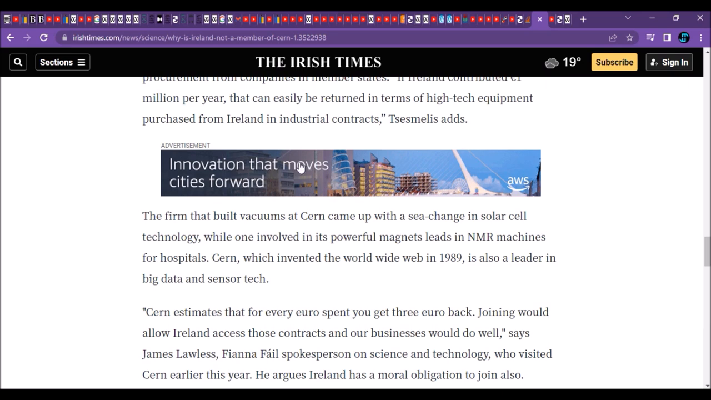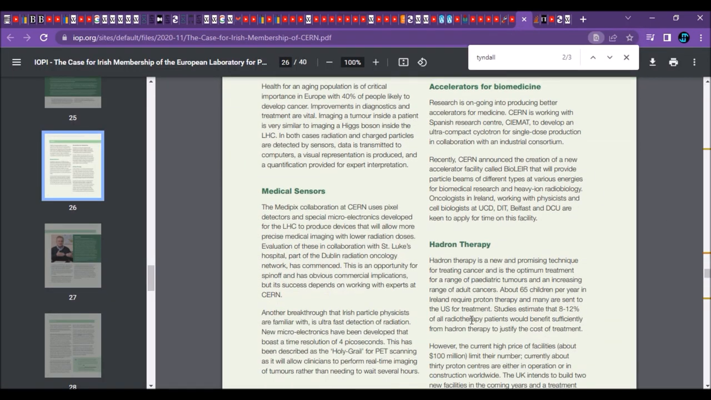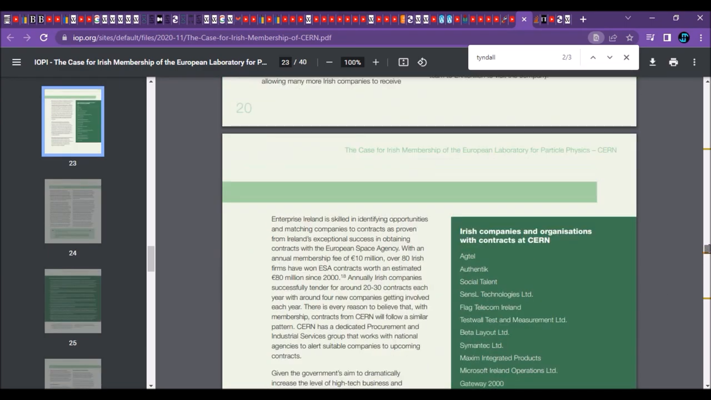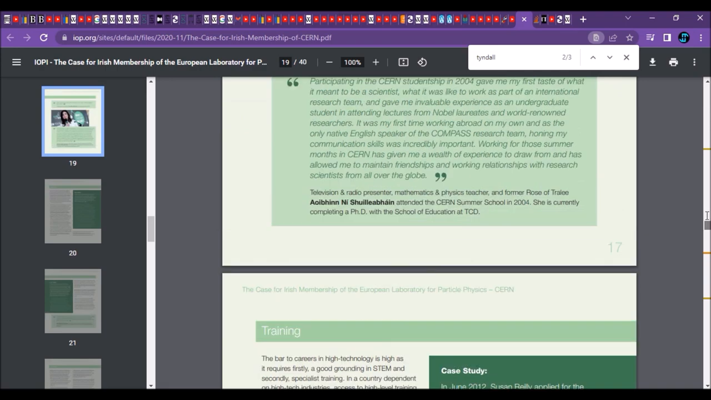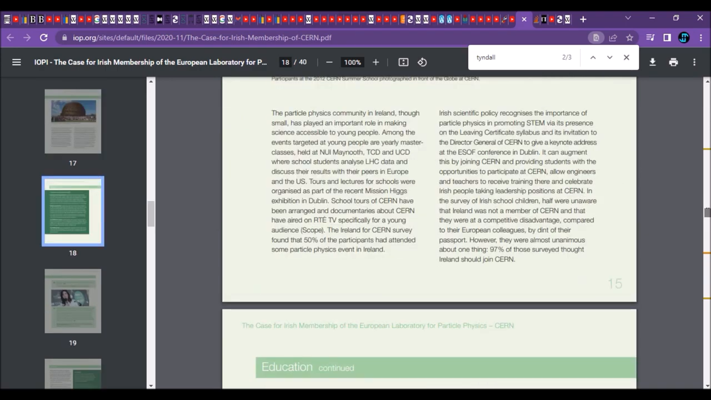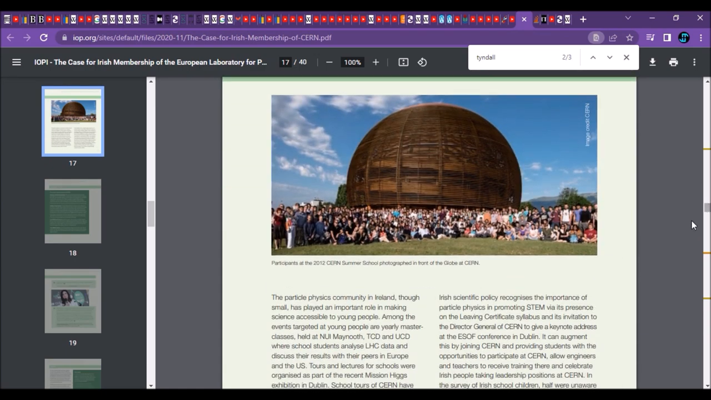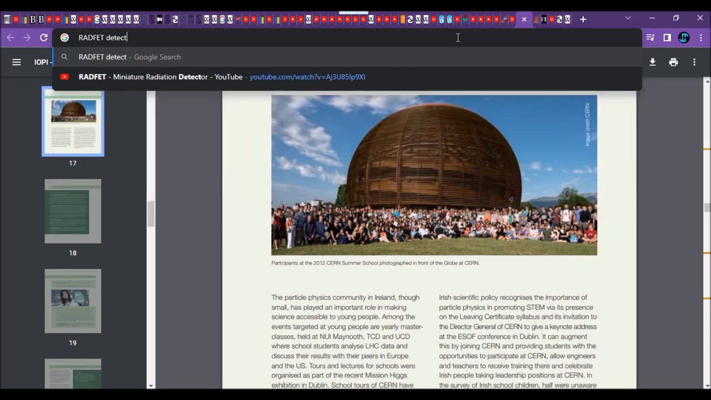But then there is also an argument to be made that even without being a member of CERN, Ireland is able to get some key contracts with regards to the development of sensors for use in CERN detectors. Whether or not that will continue, CERN isn't really going anywhere. It's been in operation for over 50 years now. It's not going to go anywhere anytime soon. But whether or not that continues, it allows Ireland to have contracts making detectors like, look it up, the RadFET detector.